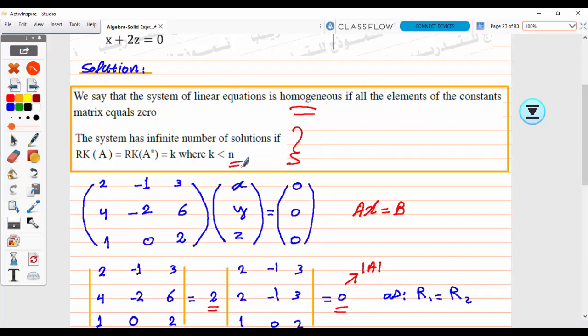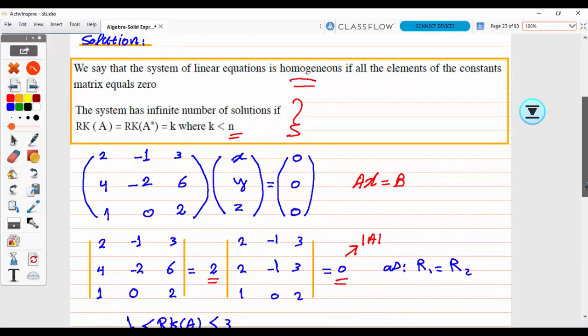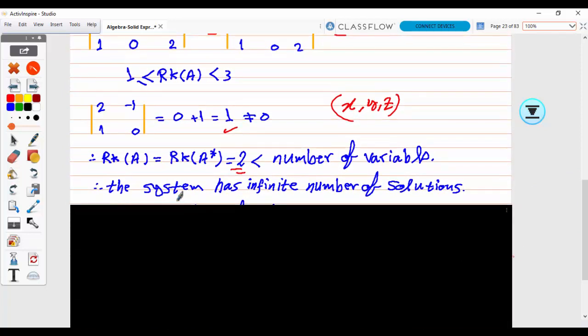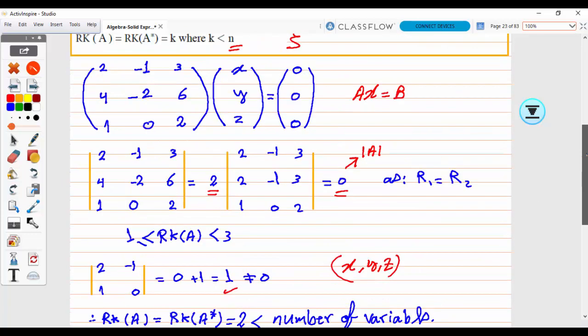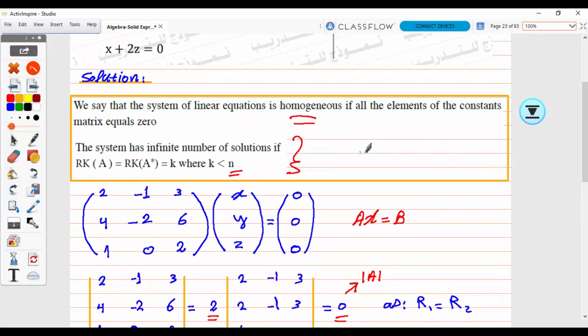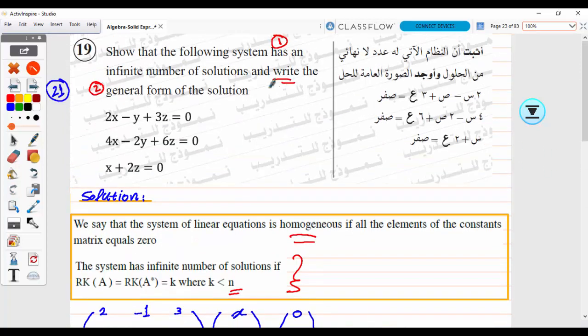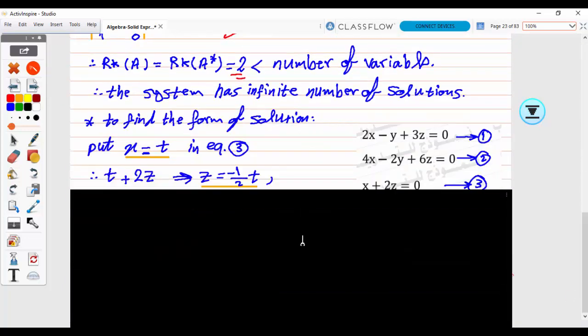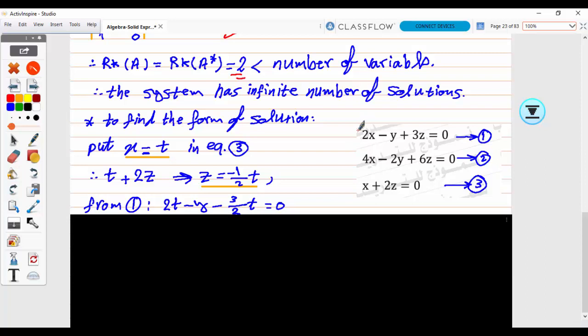Again, n is the number of variables, and we got the rank of A equals the rank of A star equals 2. Now the second part of the question is to find the general form of the solution. For that, I wrote here the 3 equations. 2x minus y plus 3z equals 0, equation 1. 4x minus 2y plus 6z equals 0, equation 2. x plus 2z equals 0, equation 3.